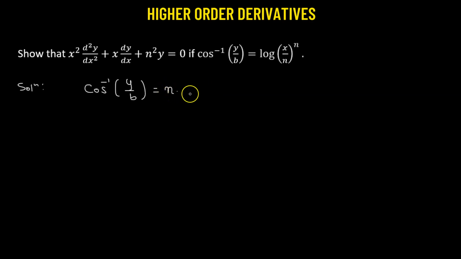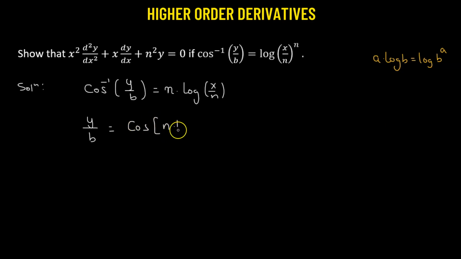So this can also be expressed as n times log of x over n. What we have done here is we have used the property of logarithm that states that a multiplied to log of b is equivalent to log of b raised to the power of a. Fine. Now we'll take the cosine on both sides. So this gives us y over b equals cosine of n times log of x over n. Fine. Now let's multiply with b on both sides. This gives us y equals b cosine of n times log of x over n.